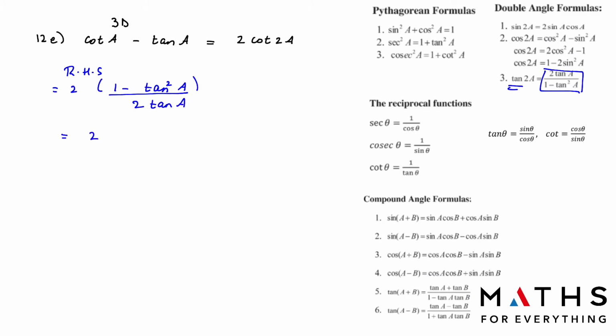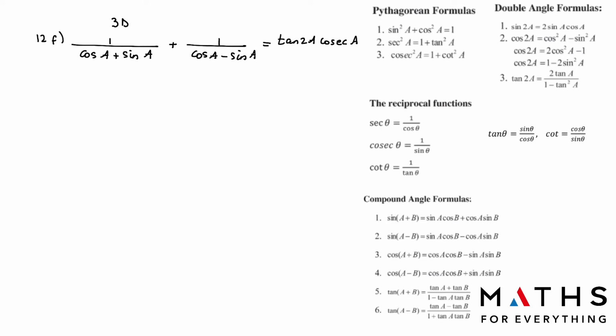Multiply the 2 with 1 and with 2 tan square A. The denominator, you can separate it. You have 2 tan A over 2 tan A. This will get cancelled. You are left with 1 over tan A, which can be written as cot A. And this 2 will get cancelled. And there are 2 tan, so 1 tan will get cancelled and you are left with 1 over tan A. This is equal to our left hand side. This was quite easy, right?